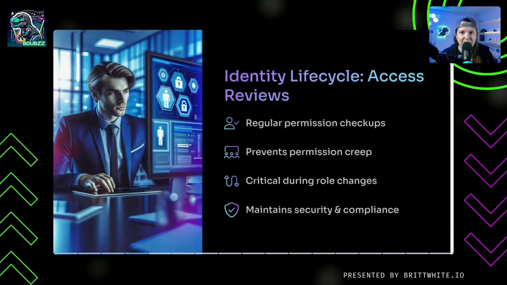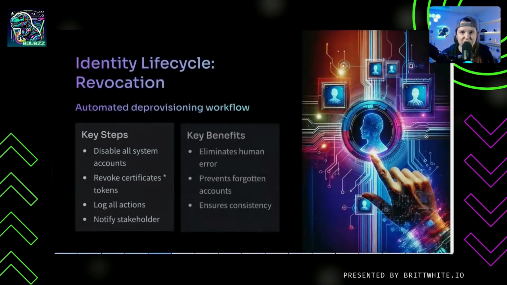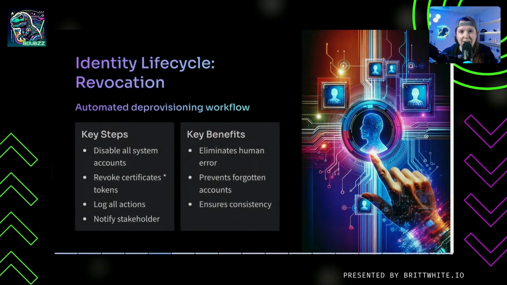Regular reviews are important for maintaining security and compliance, especially in dynamic environments where roles and responsibilities frequently change. Access reviews should also occur during significant events, like role changes, to ensure appropriate access is granted and unnecessary permissions are removed promptly. Revocation or deprovisioning marks the end of the line, when accounts are disabled or deleted because they're no longer needed. Modern organizations use automated deprovisioning workflows to ensure immediate and consistent access removal.